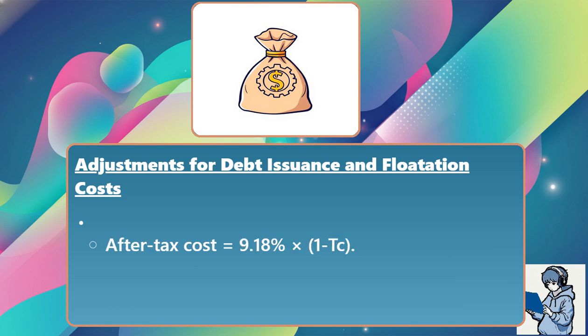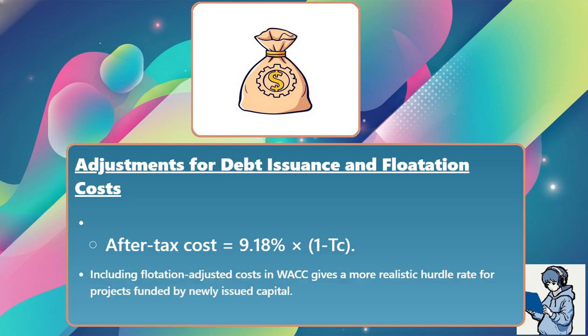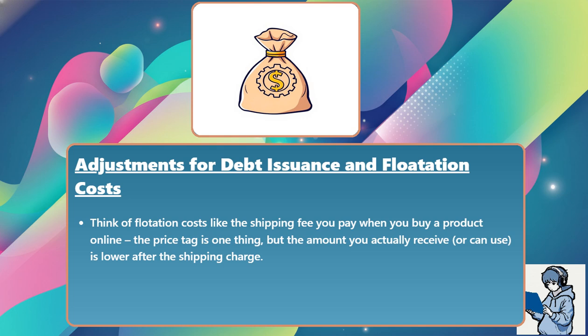After-tax cost equals 9.18% times (1 minus TC). Including flotation-adjusted costs in the weighted average cost of capital gives a more realistic hurdle rate for projects funded by newly issued capital. Think of flotation costs like the shipping fee you pay when you buy a product online.